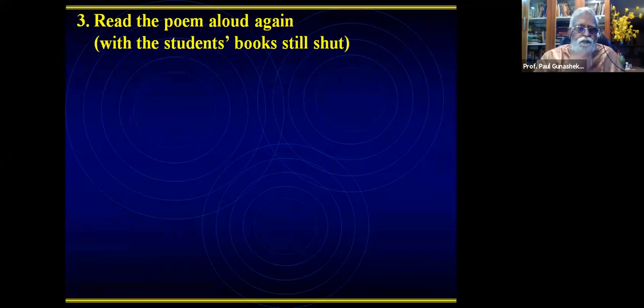Step three. Read the poem aloud again. So this is your second rendering. But remember, at this stage too, the students do not have their books open. They are not yet looking at the poem. Now, when you read the poem aloud a second time, you'll notice a perceptible increase in the learner's attentiveness.